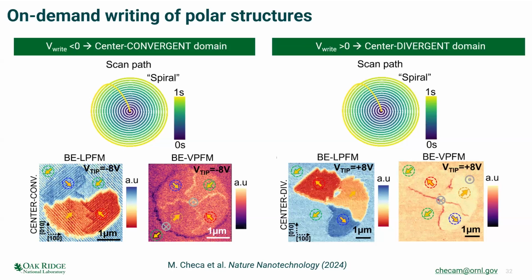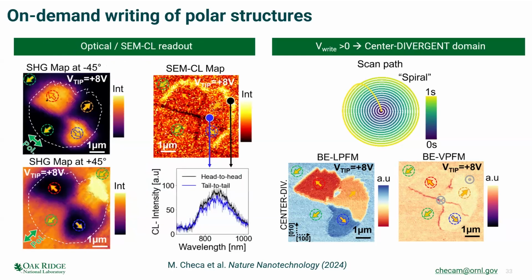down. And then what happens when, instead of doing it with a negative bias, you do it with a positive bias? Well, now instead of having a center-convergent structure, you have a center-divergent structure. And you still see that, on the superdomain boundaries, you have this Z component of the polarization, right? Then we've measured this type of structure with other techniques like polarized SHG and SEM-CL. So that's cathodoluminescence, where we see again those boundaries light up, which tells us some information about the defects that we may be inducing in those superdomain boundaries.